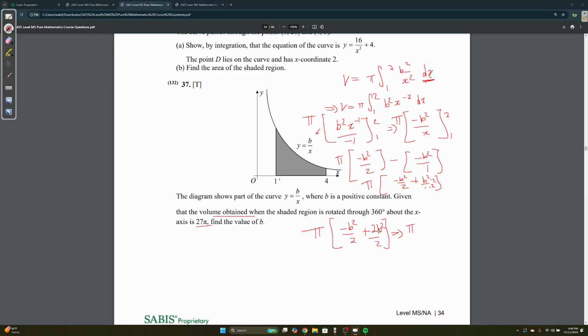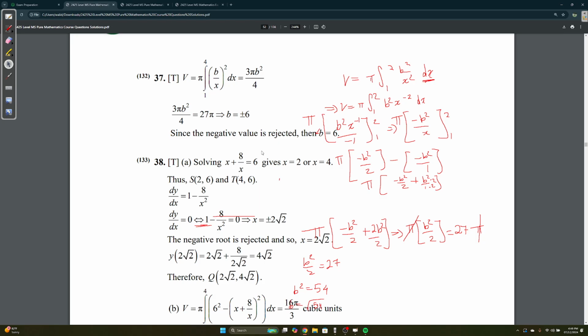Pi minus 1 plus 2 is just 1, so b squared over 2. And how much is this equal to? They said it's equal to 27 pi. Okay, cancel, so you get b squared over 2 is equal to 27. So b squared is equal to 54, and you're going to get b is equal to root 54. I feel like it's wrong, I don't know why.